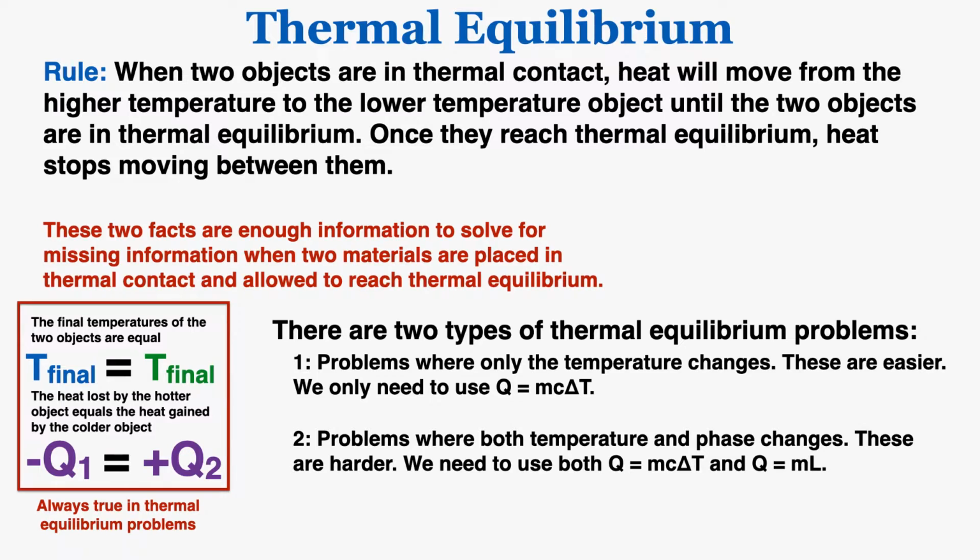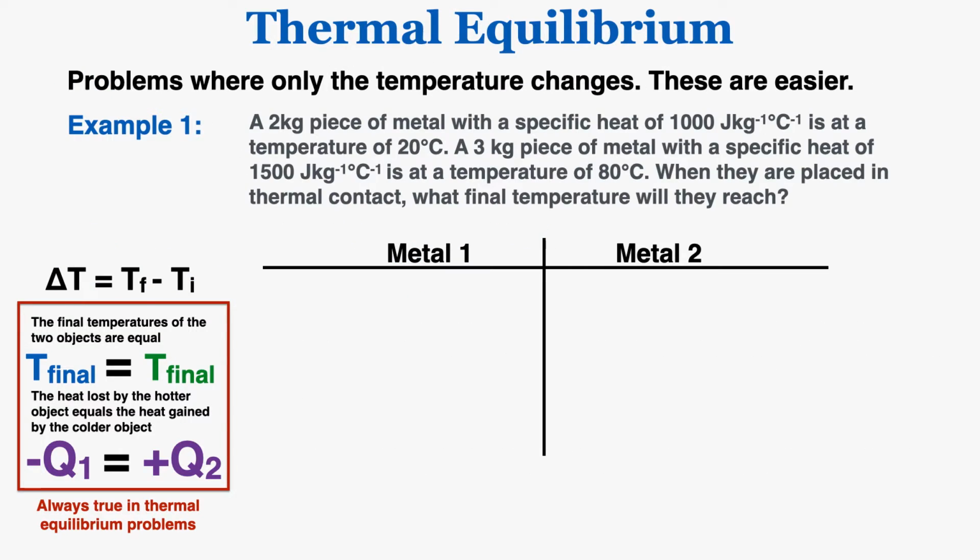There are two types of thermal equilibrium problems we can talk about. Problems where only the temperature changes. These are easier, and we only need to use Q equals mc delta T for those. But there are also problems where we place objects in thermal contact and both the temperature and the phase changes. These are harder, and we would have to use both Q equals mc delta T and Q equals ml for when the phase is changing. So I'm going to give you a few examples of both. This is the first example.